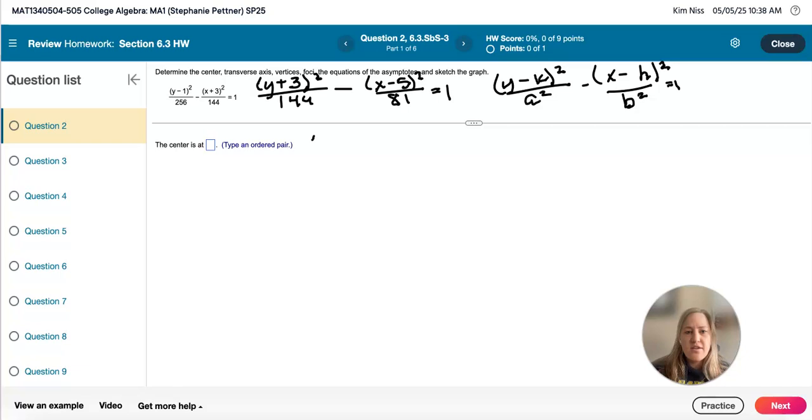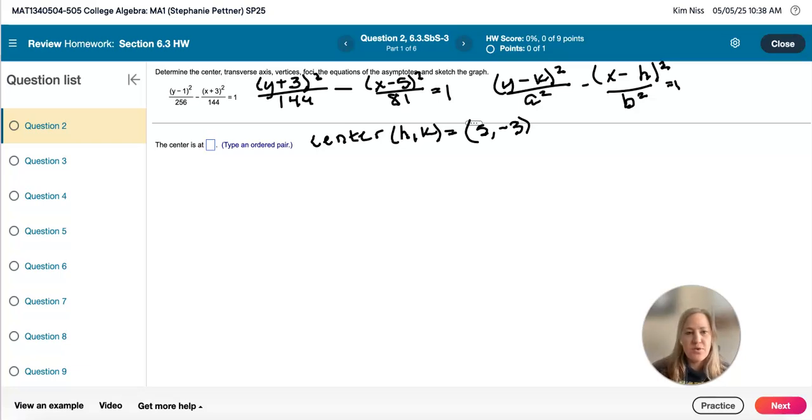The center is at (h, k). Given our equation, we can see that h is 5 and k is going to be negative 3, because it's y plus 3, therefore it's y minus negative 3. So that's our center. Next we want to find a², b², and c².